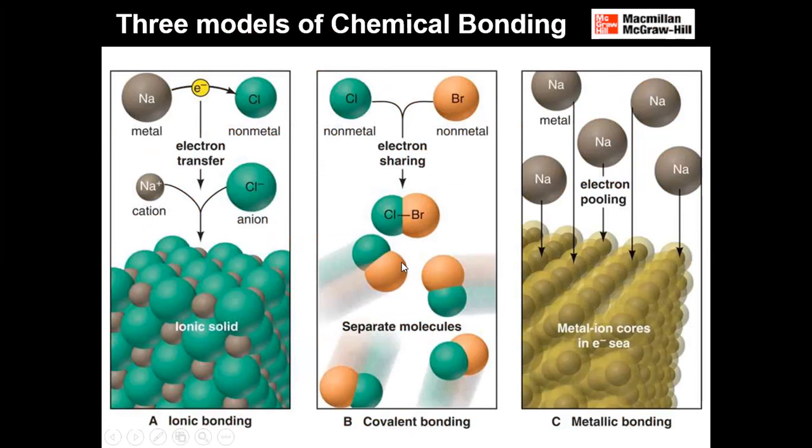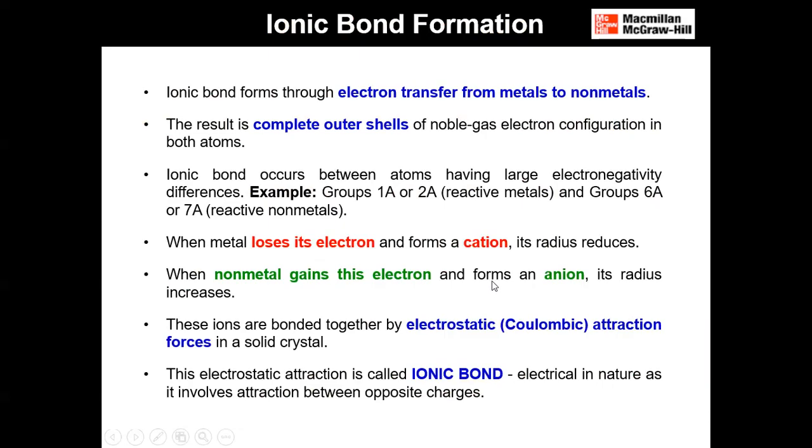So let's see the primary bonds. These are the three models of chemical bonding: ionic bonding, covalent bonding, as well as metallic bonding. As I told you, in this one, Na and Cl, the electron is transferred from Na to Cl, and Cl accepts the electron. This one is the sharing in covalent bonding. Whereas in this one, Na, the metal ions are surrounded by the sea of electrons. This is the difference. So let's see the ionic bonding formation.